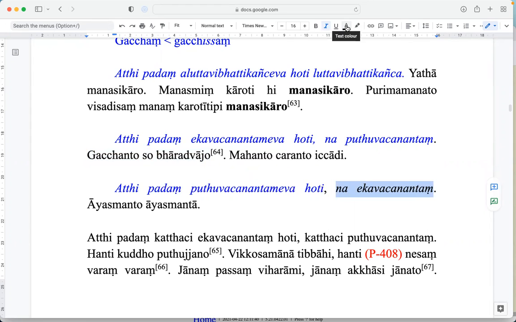Na ika wajananda. So, ayasamando, ayasamanda. Even though we see ayasamando, Sariputta, Moggallana, all the signs and endings are in the plural sense. And ayasamanda is also in the plural sense.